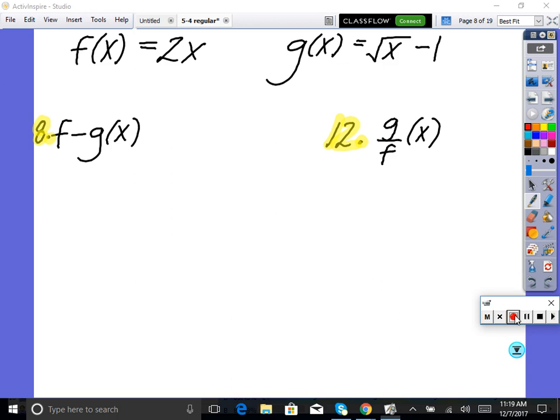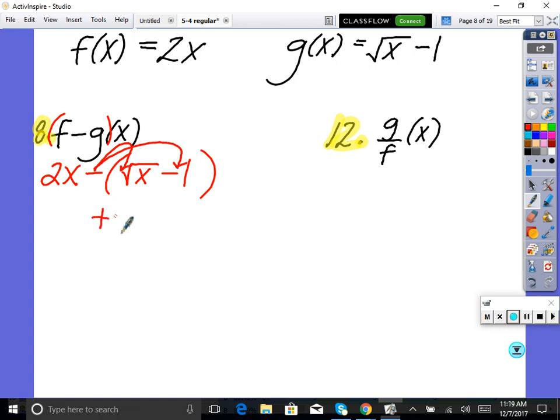Second, number 8, here we go. So it says f minus g of x, so f of x minus g of x. So that'd be 2x minus, oh, 2 terms, I better use parentheses, root x minus 1. So then we would make sure to distribute the negative there and there. So that is plus root x plus 1. So combine what we can. So now that's gone. So we have 2x plus root x, which can't be combined because this is x to the first. Isn't this technically x to the 1/2?